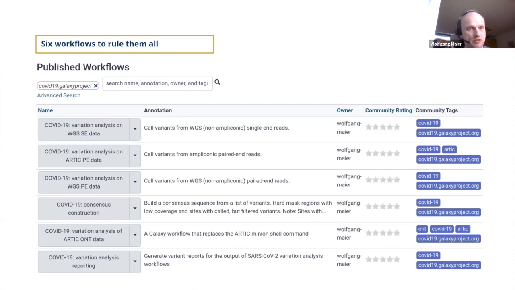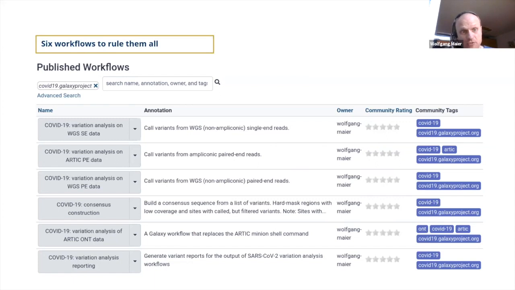So this is the list of workflows, and you can see we have one for calling variants from whole genome sequencing data, single end Illumina data. We have one for paired end data. We have one for ampliconic paired end reads, so Arctic data, paired end. And we have one for Arctic ONT data. And then we have 2 more workflows who are actually not doing analysis work, but are concerned with reporting what is found by the other 4 workflows.